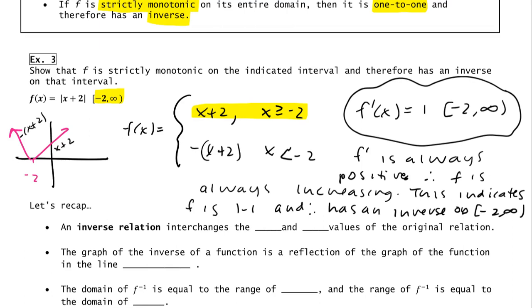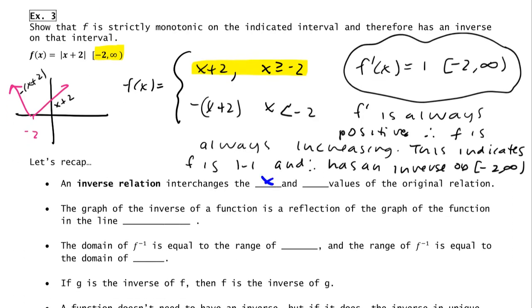Okay, recapping. In an inverse relationship, x and y values interchange. Try to fill these in before me. The graph of the inverse, what does it reflect over, guys? We saw one. It reflects over y equals x. It's a reflection of the graph of the function over y equals x. The domain of the inverse is the range of the function, and the range of the inverse is the domain of the function.